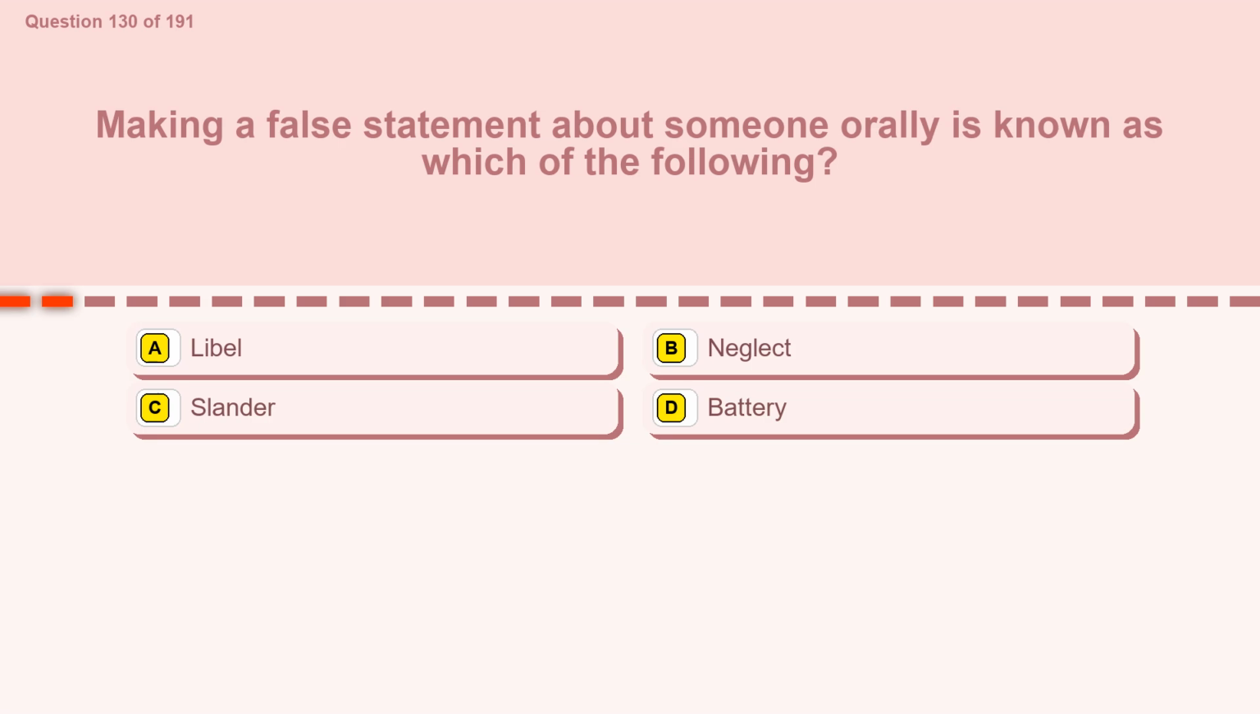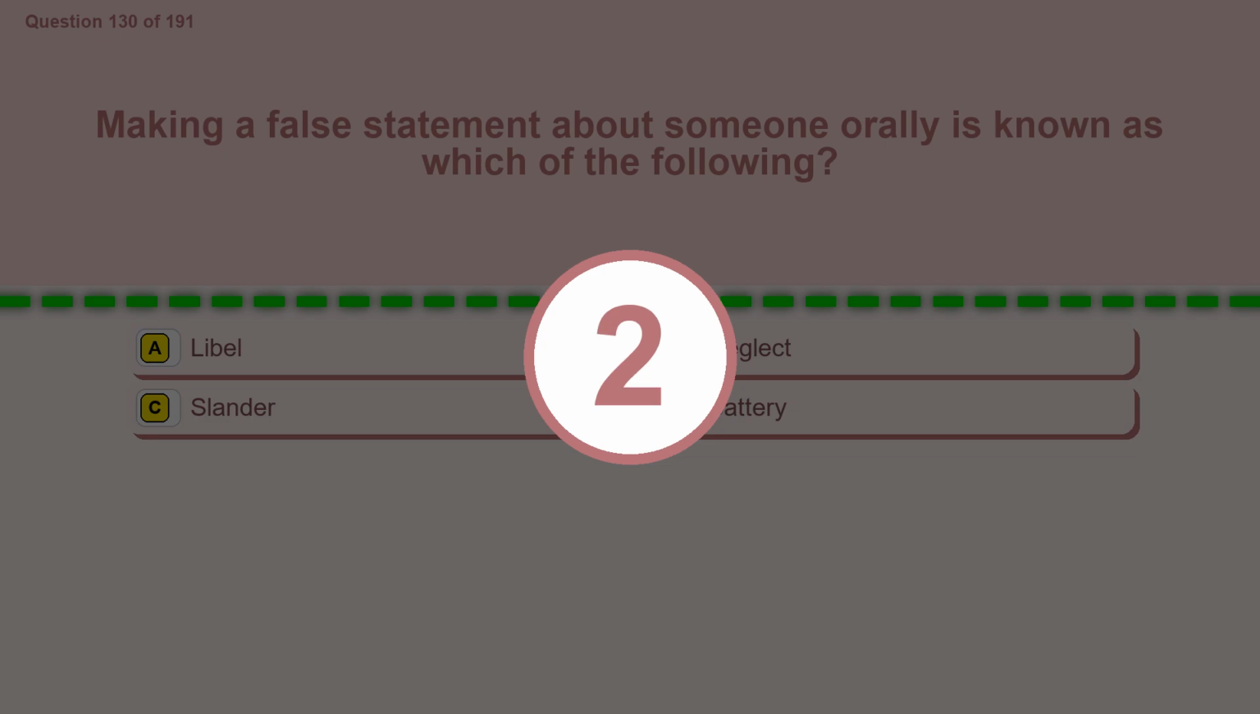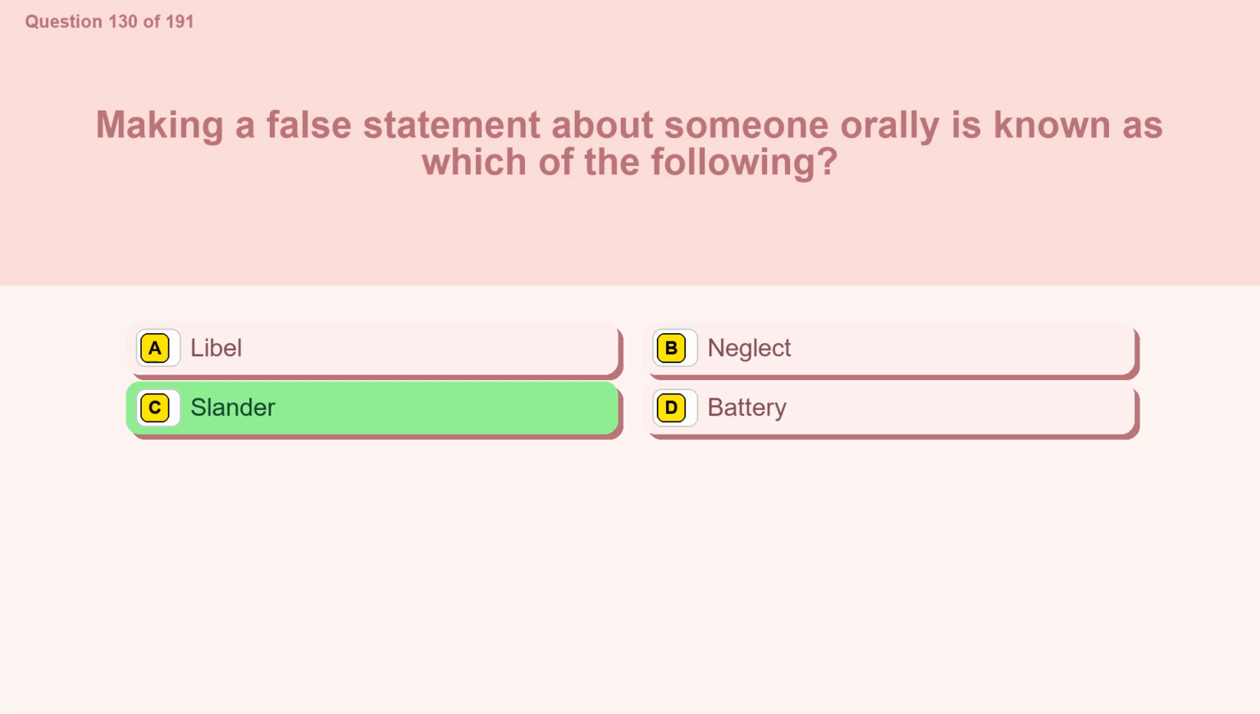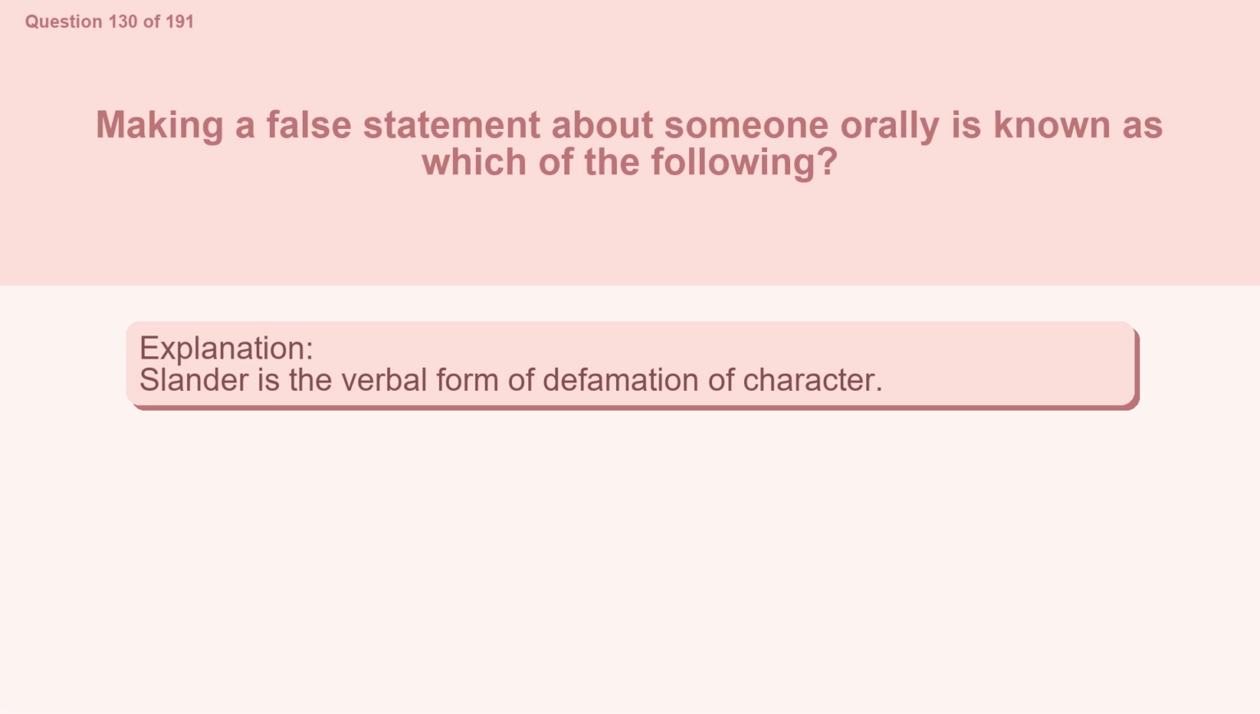Question 130. Making a false statement about someone orally is known as which of the following? Option A, libel. Option B, neglect. Option C, slander. Option D, battery. The correct answer is option C, slander. Slander is the verbal form of defamation of character.